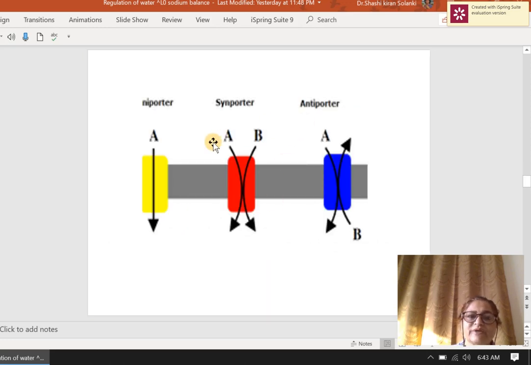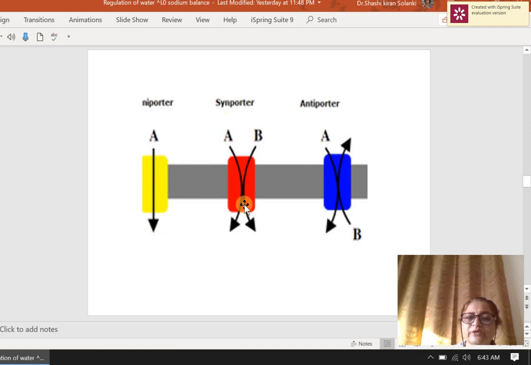But this diagram you can understand very well. There is a movement known as uniporter, in one direction only. Hydrogen ions or sodium move in one direction. That is known as a uniporter.